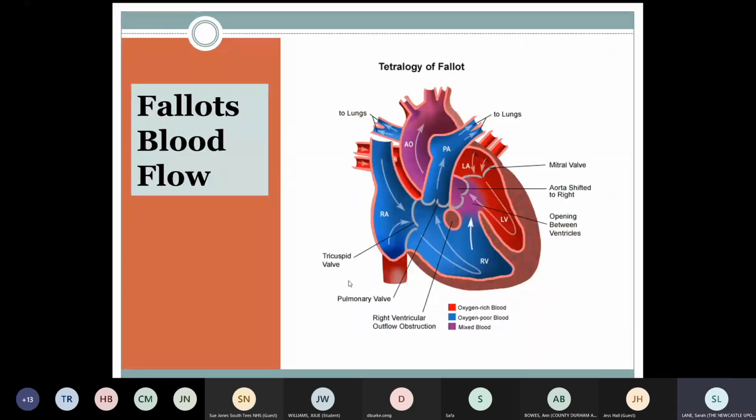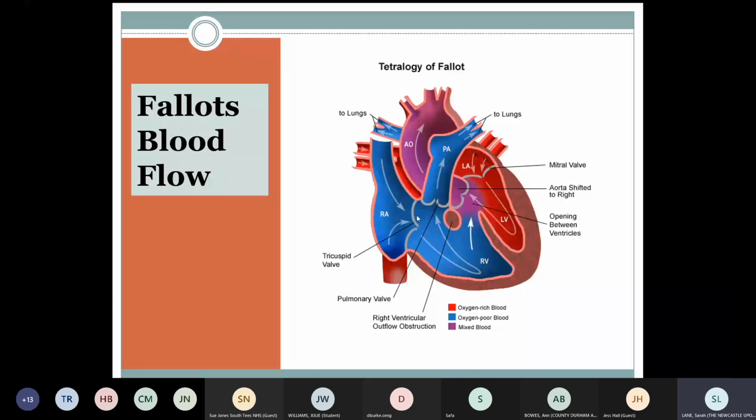How does blood circulate through the Fallot's defect? Well, as with an anatomically normal heart, you've got your deoxygenated blood that's going to enter the right side by the IVC from the lower half of the body, and the top half of the body via SVC. It's then going to flow into the right atrium, then into the right ventricle via the tricuspid valve, which is here. At this point, again, it's important to remember that blood will always flow to the path of least resistance.